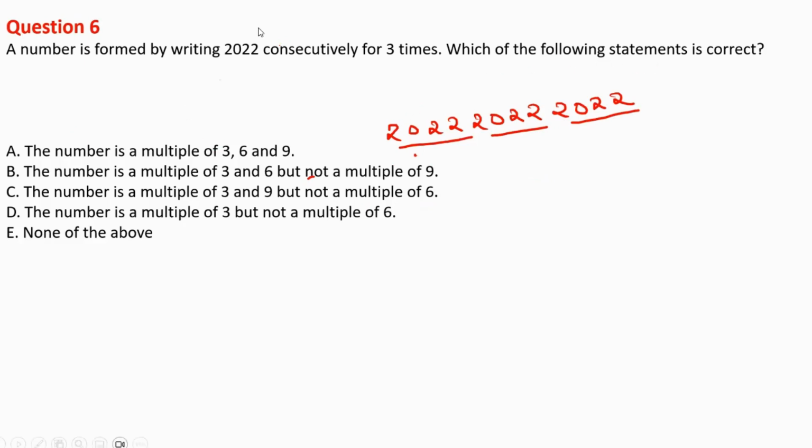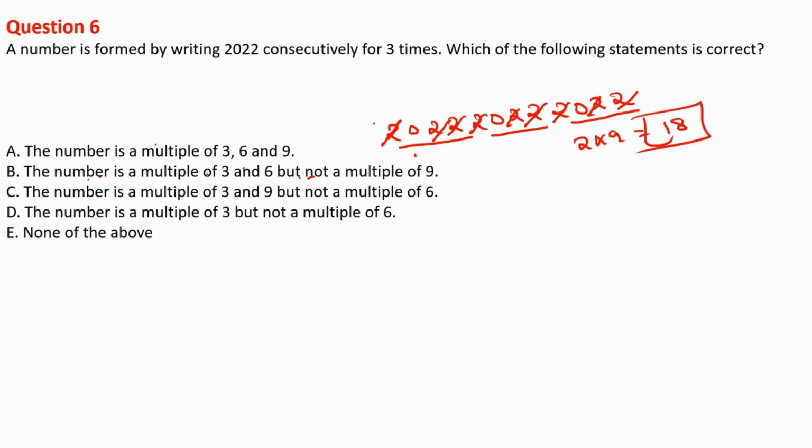Over here, the statements are all about multiples. So we have to apply the divisibility rule. For applying the divisibility rule, we just need to know the sum of the digits first. 1, 2, 3, 4, 5, 6, 7, 8, 9 times 2 we have. That means the sum of the digits is nothing but 18. If the sum of the digits is 18, obviously it is divisible by 3, 6, and 9, all three of them. Because 18 is a multiple, the number is a multiple of 3, 6, and 9. So the first statement itself is correct.